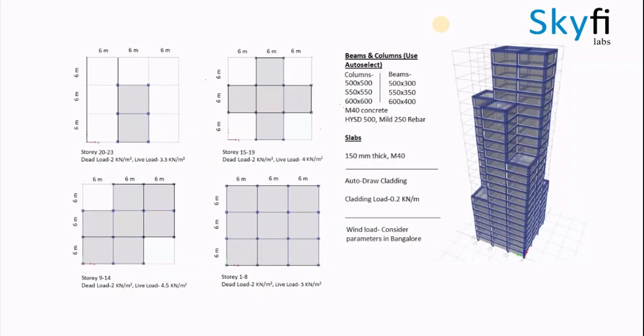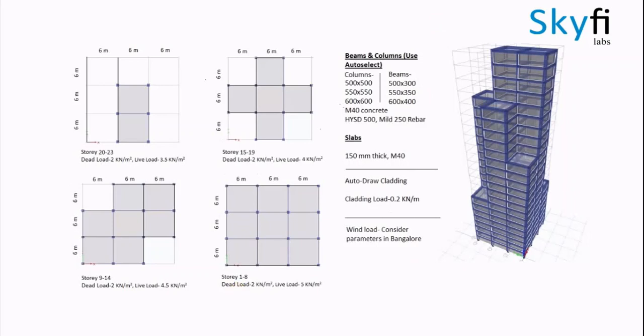The property of concrete taken is M40 and we will be using the grade of steel as 500 for the longitudinal bar and mild 250 rebar will be used for the lateral ties. The slab thickness which we have used is 150 mm having the concrete grade M40. We will be using auto draw cladding options using a cladding load of 0.2 kN per meter, and we have considered the earthquake parameters to be located in Bangalore and we will use the data of Bangalore while analyzing.